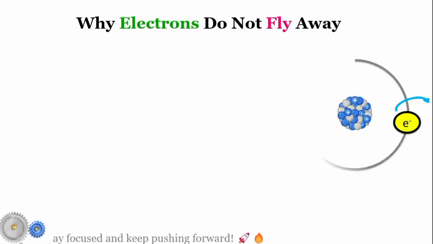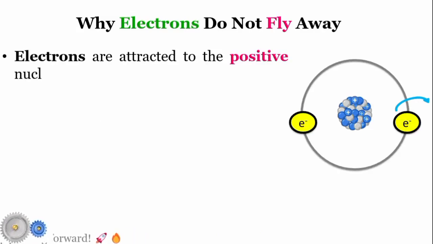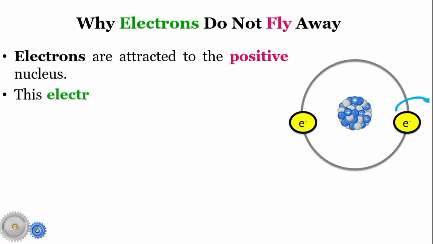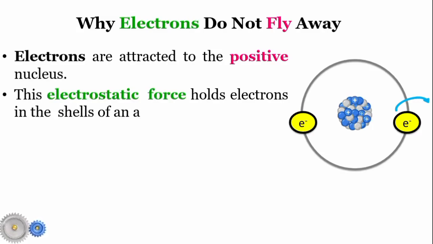So we are going to say electrons are attracted to the positive charges in the nucleus. This electrostatic force of attraction holds electrons in the shells of an atom. So we have seen the reason why this electron is not flying away. It is because of the same electrostatic force of attraction.